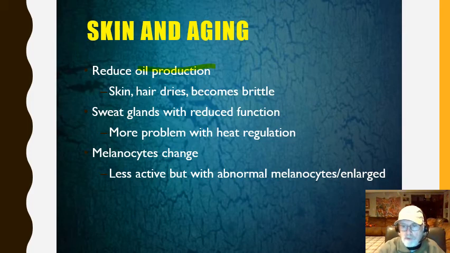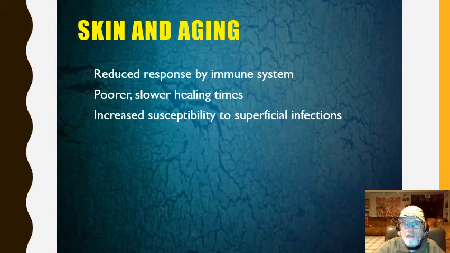Oil gets reduced. And as a result, hair gets drier, skin gets drier, becomes more brittle and more prone to abrasion and stuff like that. Sweat glands don't function the same way. In older people, there's a problem with heat regulation because we've talked about how the sweat glands are important in regards to heat regulation. Also, melanocytes change. They become less active, with abnormal melanocytes. So that's just a little bit about pigmentation.